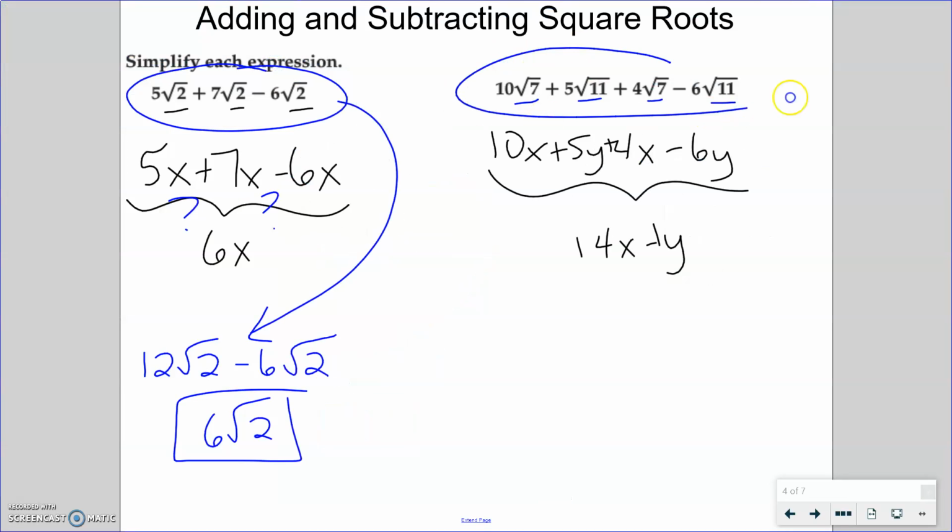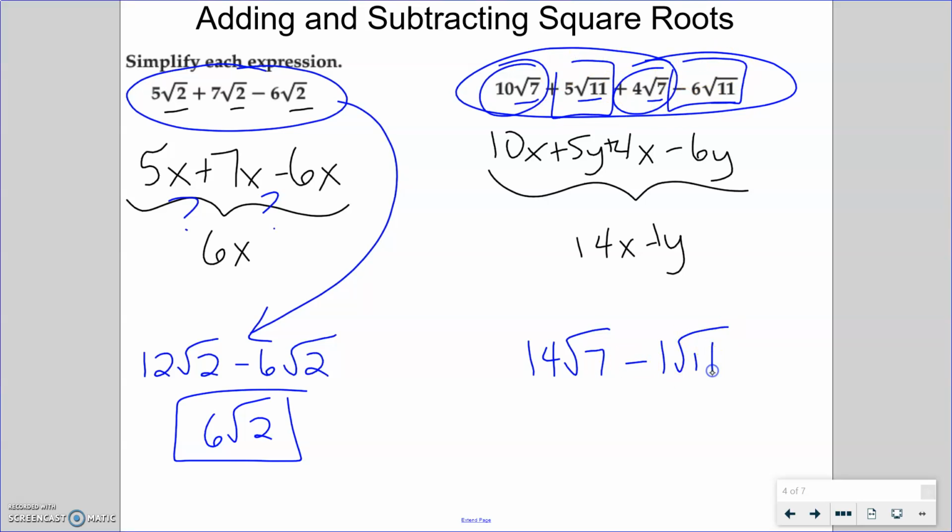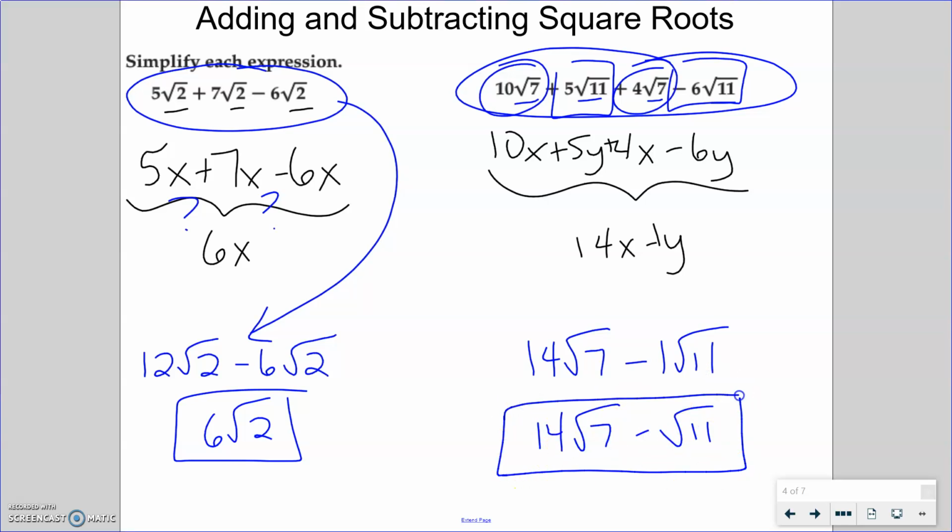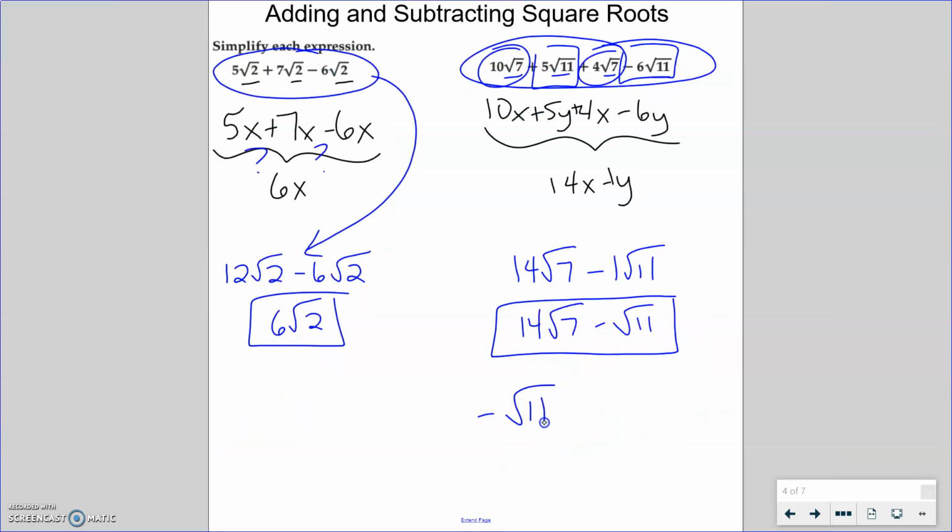If I go to combine these guys, I'm going to put the square root of 7s together. So 10 square root of 7 plus 4 square root of 7 is 14 root 7. And then 5 root 11 minus 6 root 11 is negative 1 root 11. Now I don't actually need the 1 in the front, so I can just write it like this, and then it looks just fine. Okay, you can also write it like this, where you put the square root of 11 at the front. Just make sure that your symbols correspond and you're getting the same thing, okay?